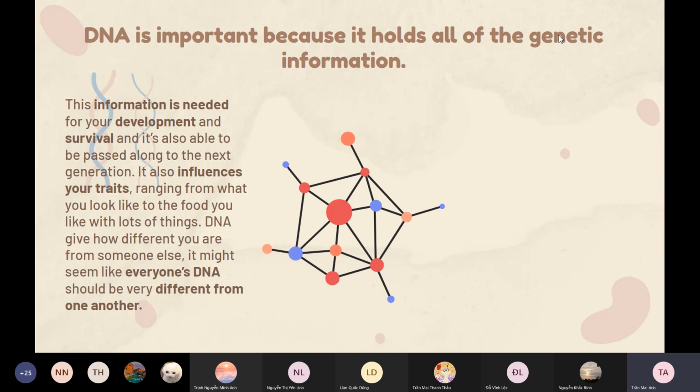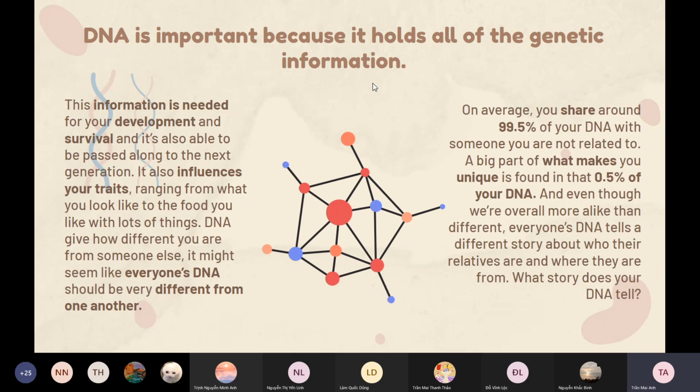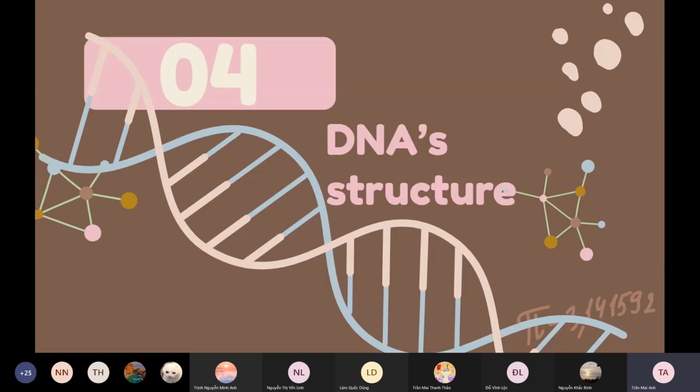It might seem like everyone's DNA should be very different from one another. On average, you share around 99.5% of your DNA with someone you are not related to. A big part of what makes you unique is found in that 0.5% of your DNA, and even though we're overall more alike than different, everyone's DNA tells a different story about who their relatives are and where they are from. What story does your DNA tell? Although my presentation is short, it is the end of my part.